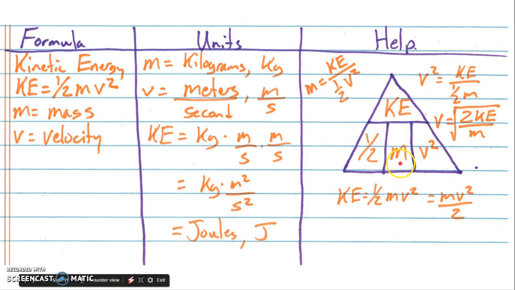So if we want to solve for mass, cover that up, we've got KE on top and 1/2 v squared on the bottom. So m equals KE over 1/2 velocity squared. And if we want to solve for velocity, we have to add this square root in here. We've got v squared equals KE over 1/2 m, and then we take the square root of both sides, which leaves us with v equal to the square root of 2KE over m.